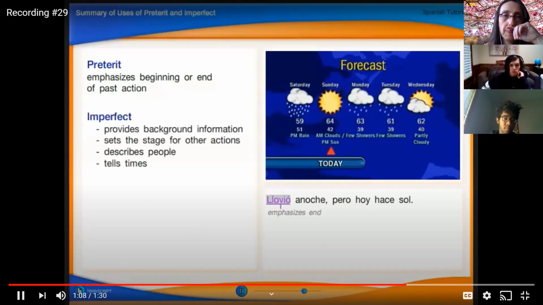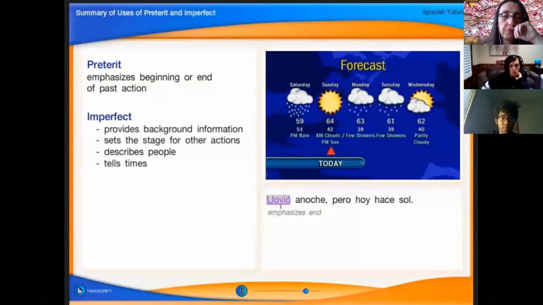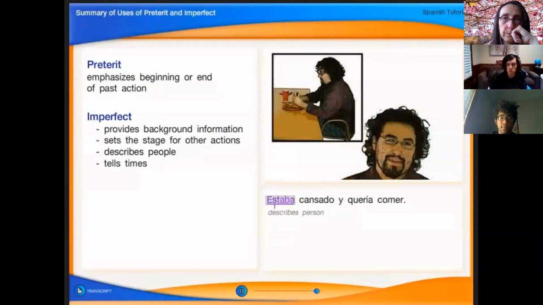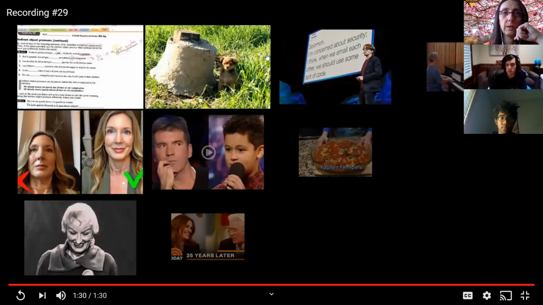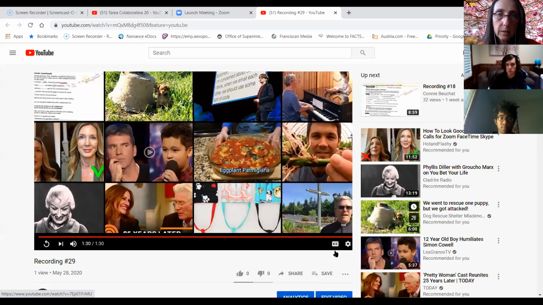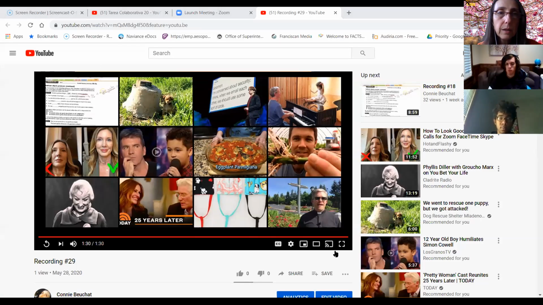The imperfect is used to provide the background information or set the stage for other actions. It describes people and tells time in the past. Okay. So there's that. Let's go back to our page.